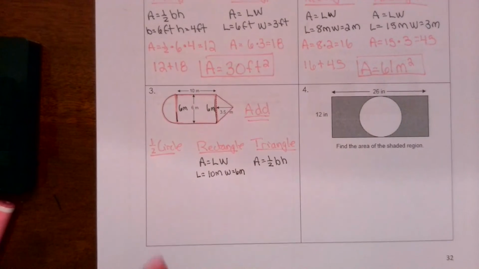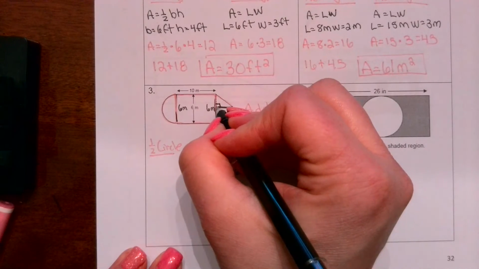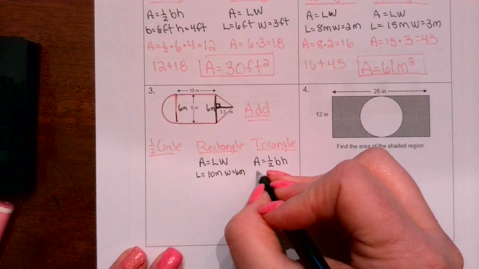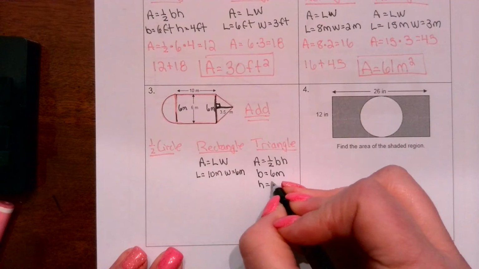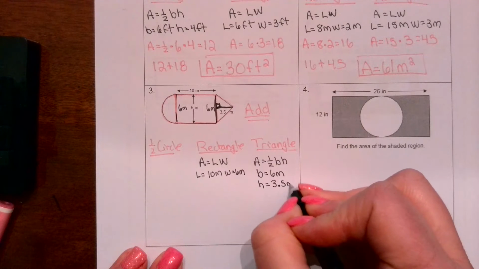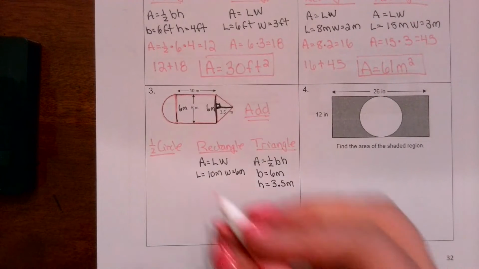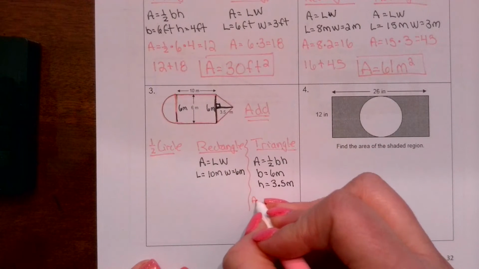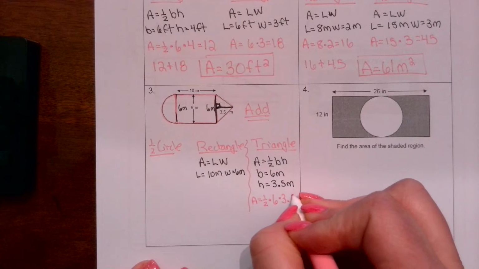With my triangle, I have this measurement here, 3.5, which is perpendicular to this measurement, which is going to be my base, 6 meters. And the height perpendicular from it is 3.5 meters. I can figure out these areas by just filling in my formulas. I'm going to give myself some space here. Here, the area will be 1/2 times 6 times 3.5.